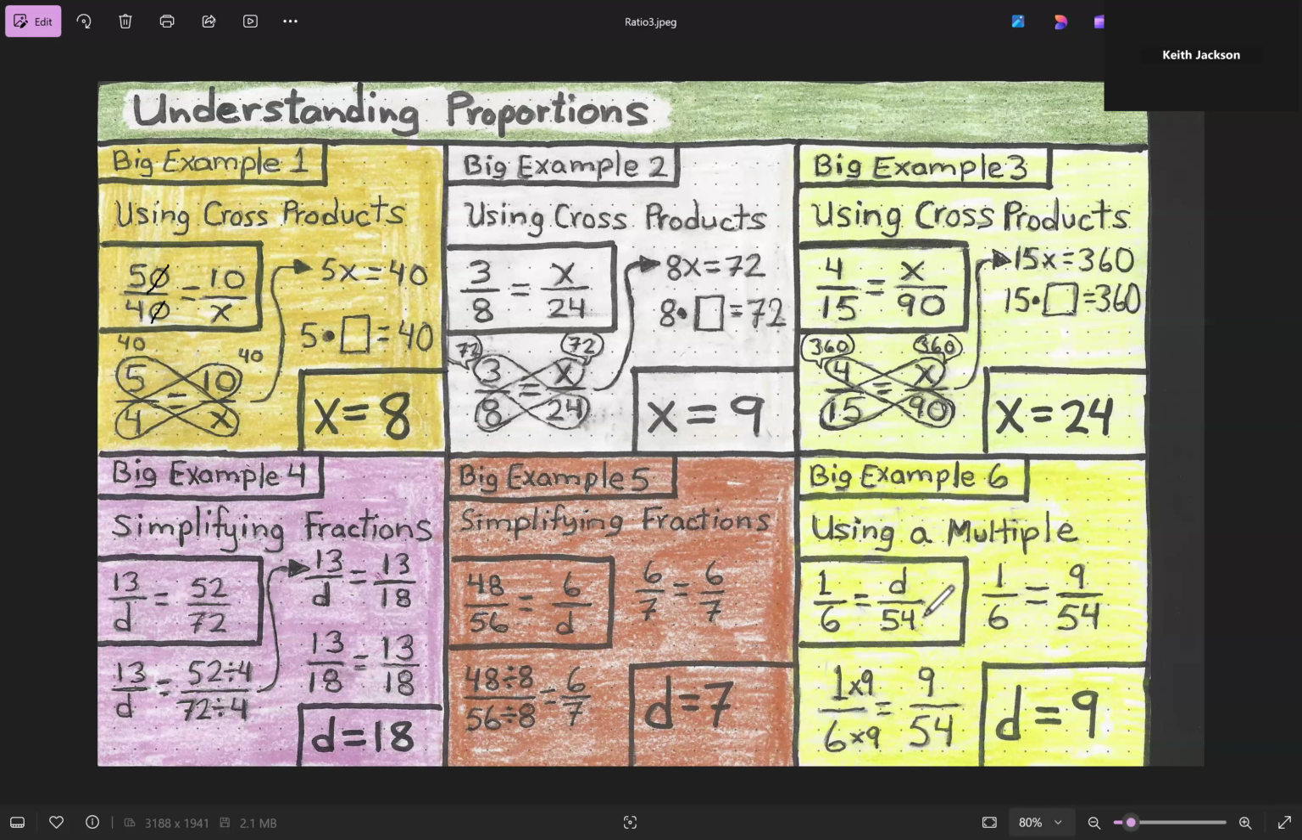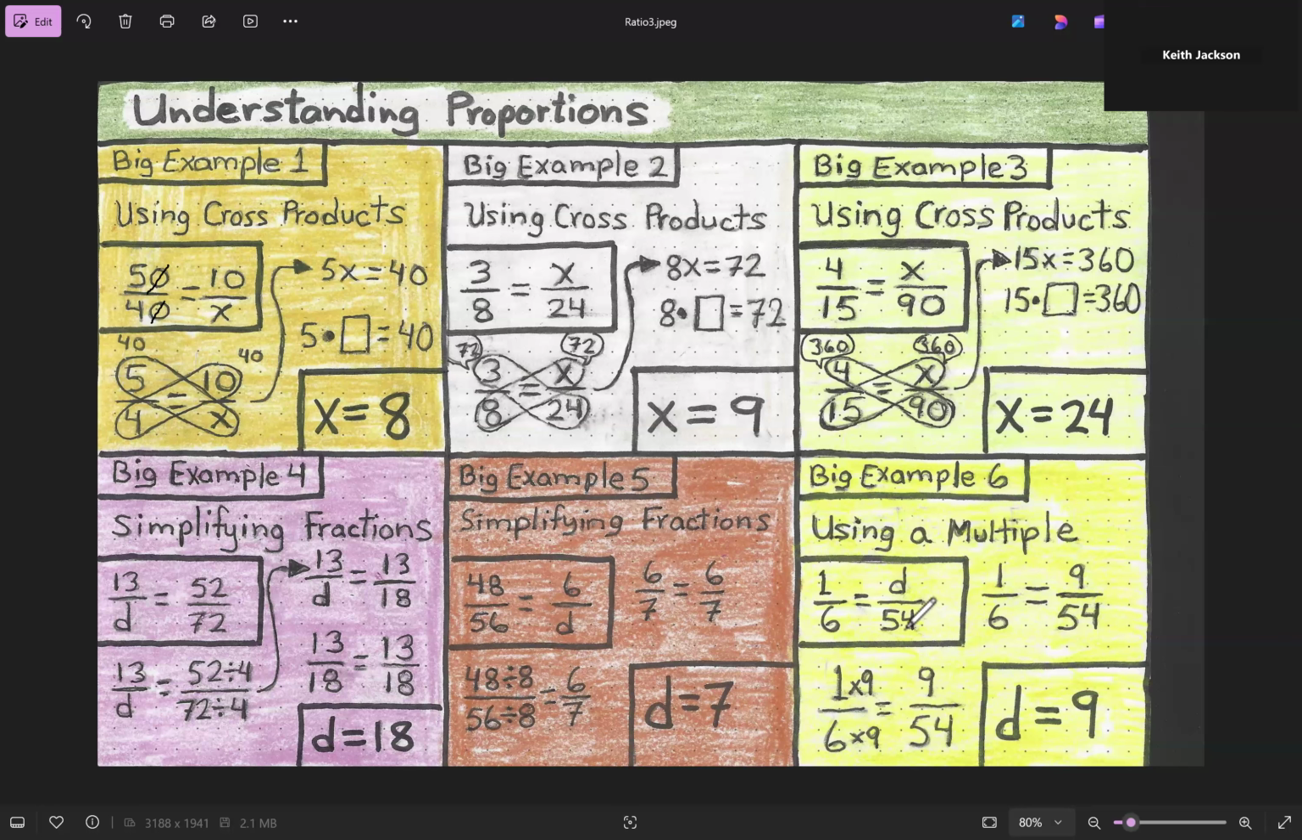And let's move on to our final example in which we're going to use a multiple. We know that 6 times a certain number will give us 54. We could just multiply that number that we used in the denominator, and use that same number in the numerator, just like we did right here, because we know that 6 times 9 will give us 54. We're just going to take that 9 and multiply it by the numerator. And we know that 1 times 9 will give us 9. And so 1/6 is actually the same as 9 over 54. And that lets us know right here that D is equal to 9.